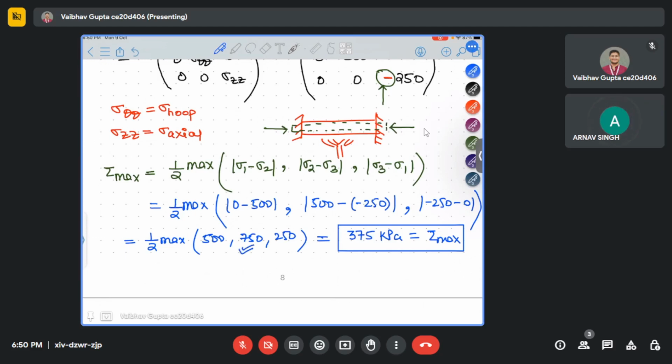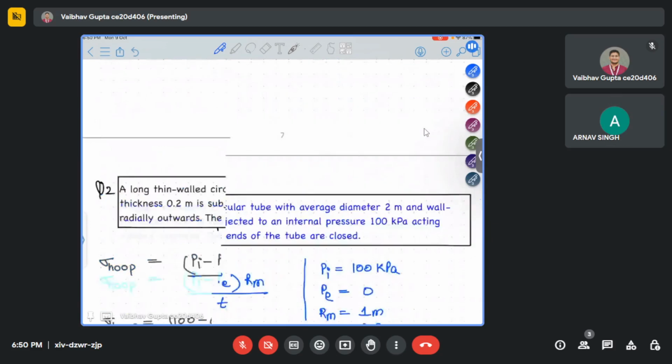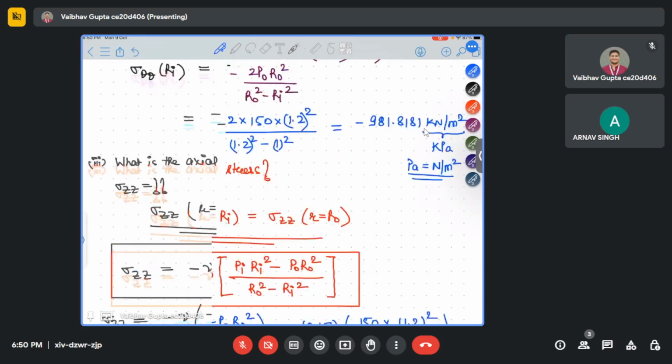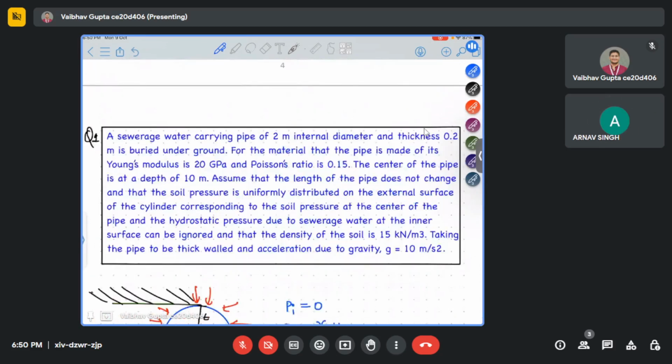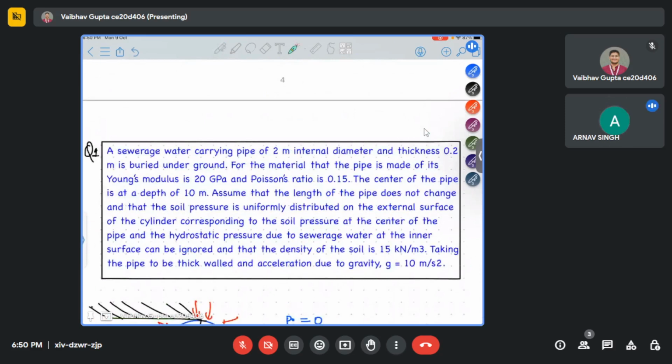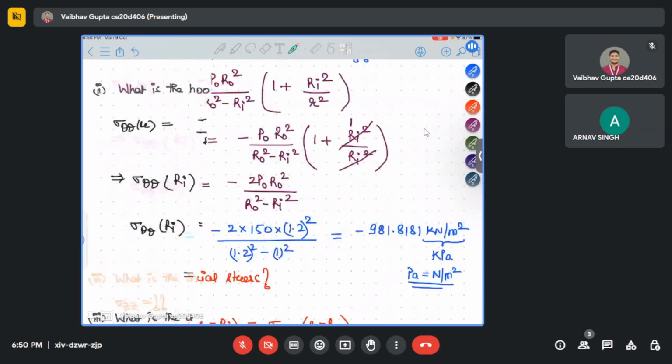Okay, sir. So this is the second question. Understood what is the difference between the first question and the second question? Yes, sir. In the first question, they clearly mention that this is a thick wall. 375. 750 by 2 is 375.